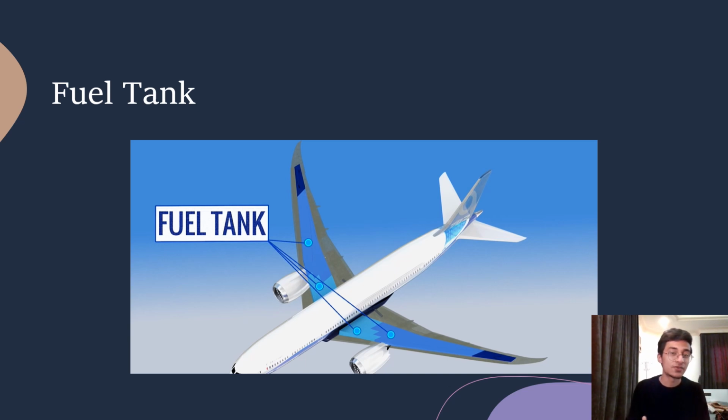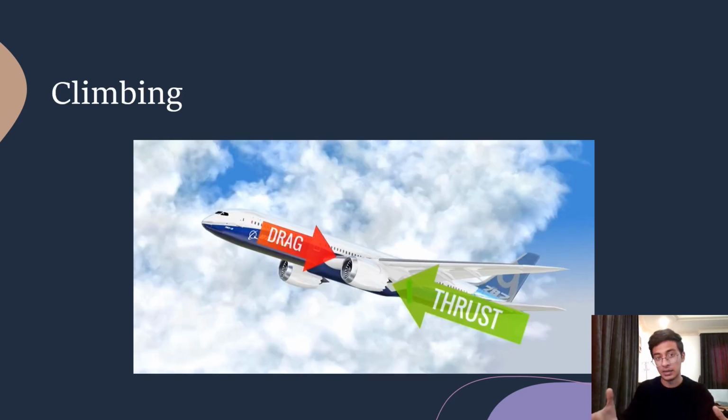So the next stage for the airplane is climbing. In order for the airplane to climb, there are certain conditions. The condition is that the thrust provided by the engine should be greater than the drag force. If this condition is maintained, then we can say that the airplane is continuously gaining speed and is climbing.